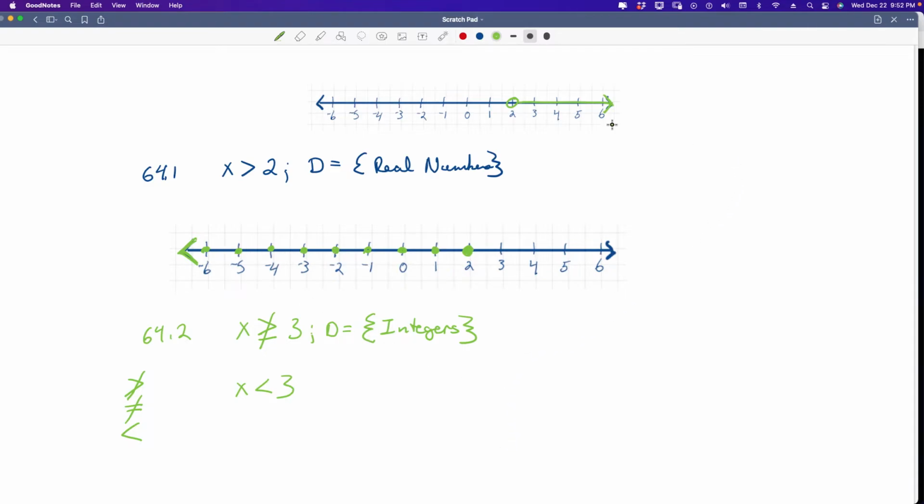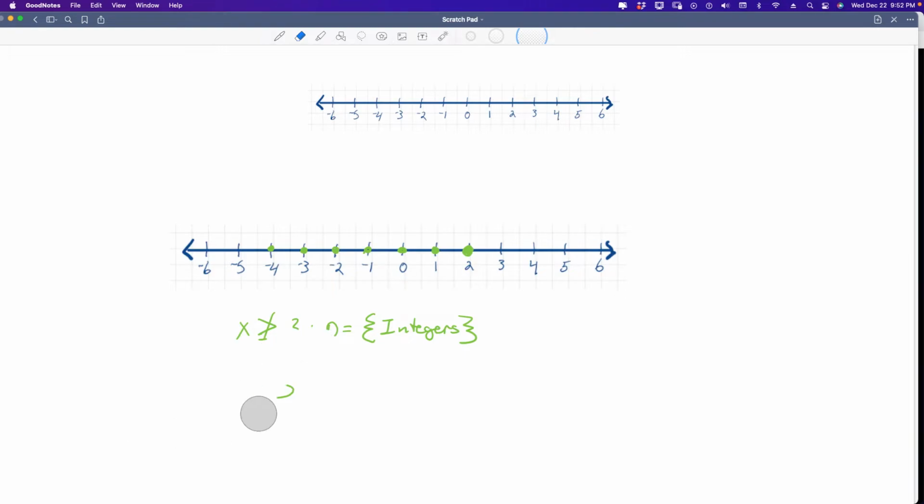All right, so let's try another one. Let's erase all of this. And let's try a couple more. Wrap our heads around this a little bit better. All right, so let's try red this time.